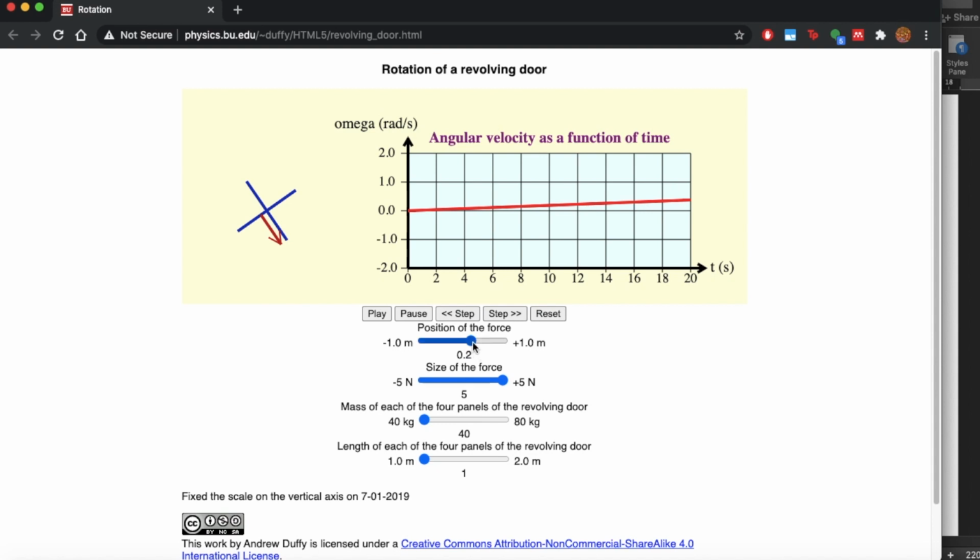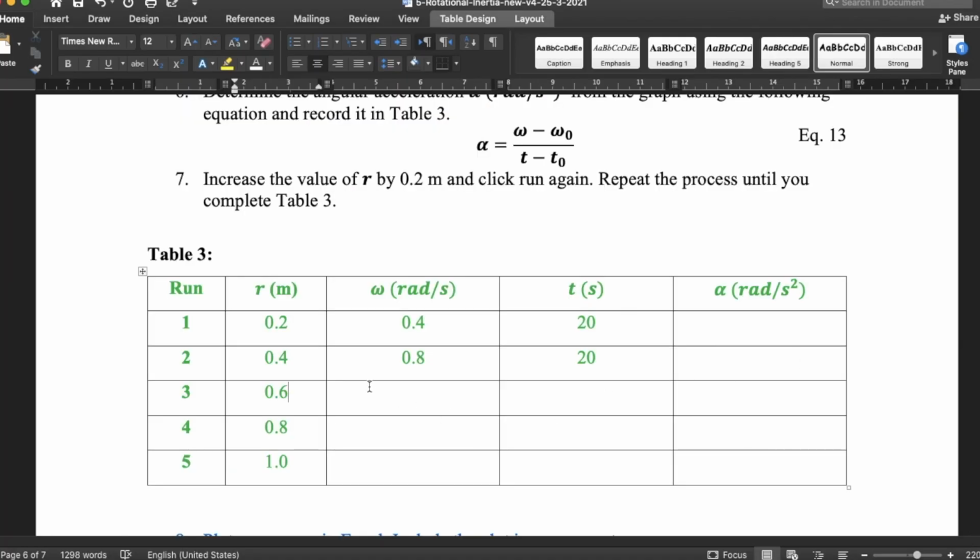For example, if we set the position to 0.6, you will see in this case that at 18 seconds, omega is 1. So I'll write down for 0.6, omega is 1, and t is 18 seconds. So complete your table.